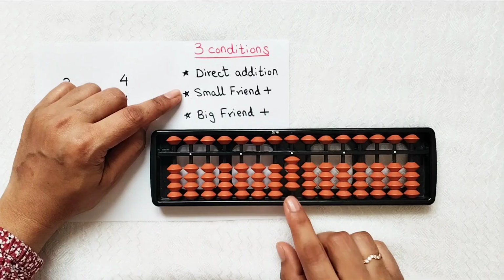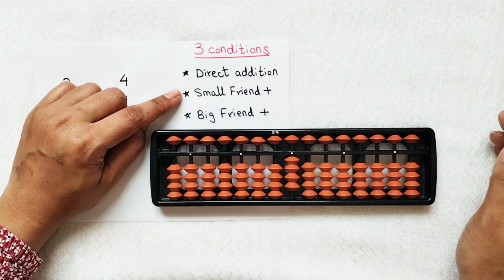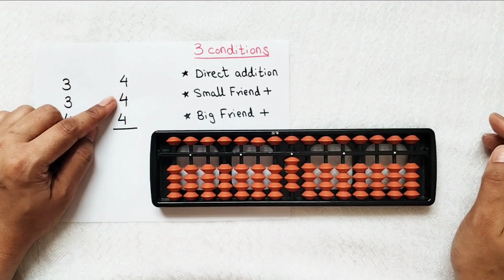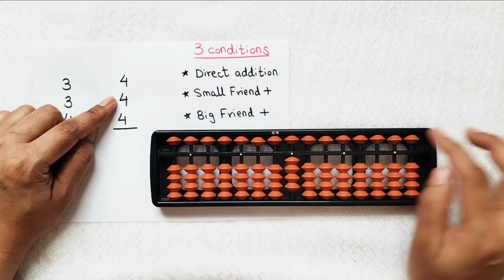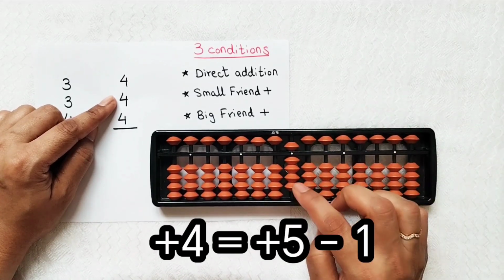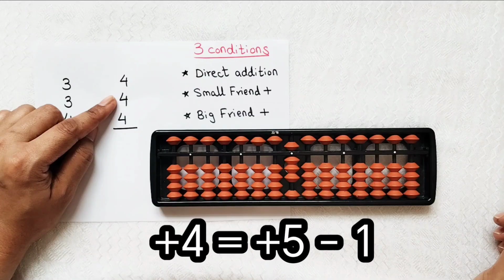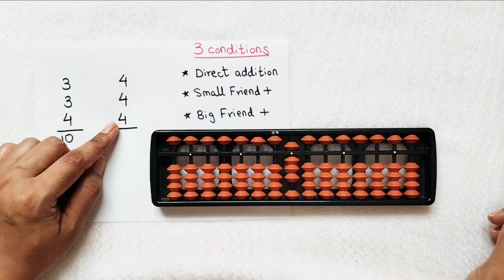Can I do small friend here? Yes, I can use the 5 here. So who's the friend of 4? 1. Very good. So add 5 less 1. Correct? Now next 4. Again let us check.